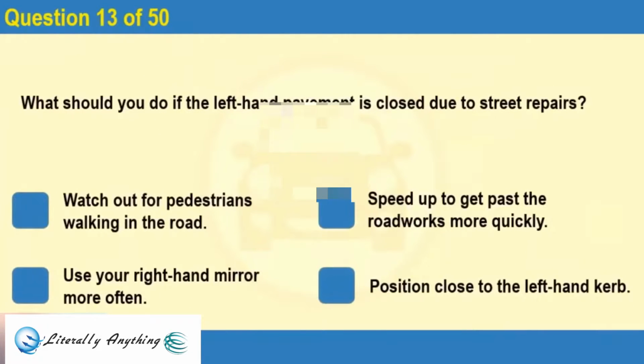What should you do if the left-hand pavement is closed due to street repairs? 1. Watch out for pedestrians walking in the road. 2. Speed up to get past the roadworks more quickly. 3. Use your right-hand mirror more often. 4. Position close to the left-hand curb.